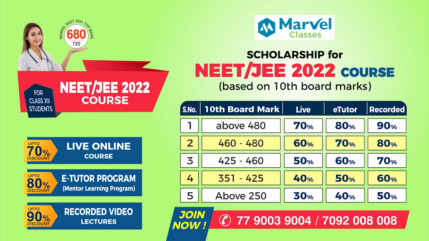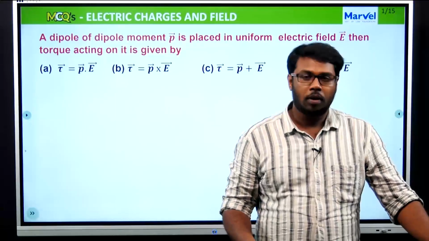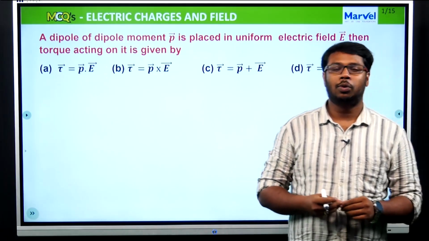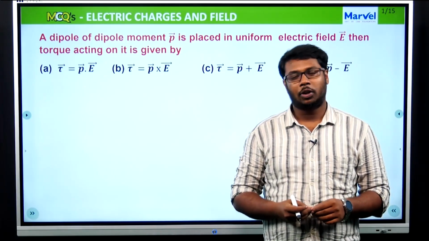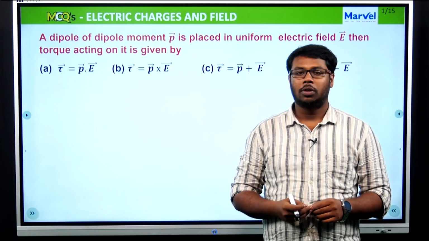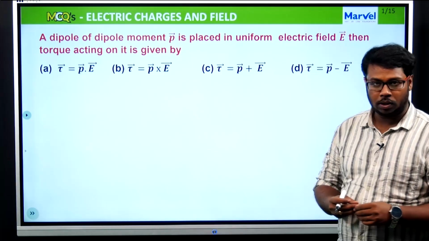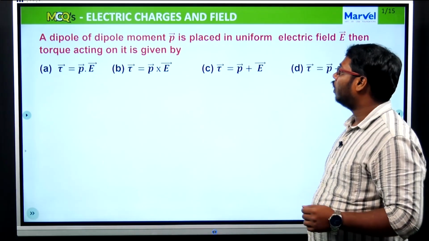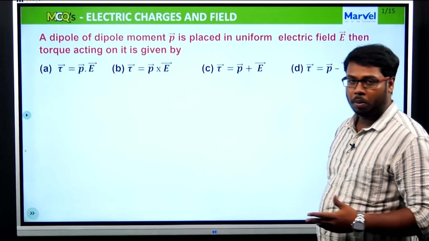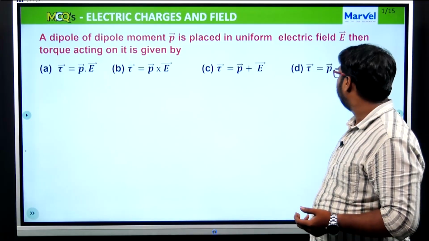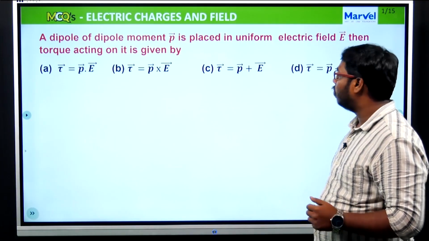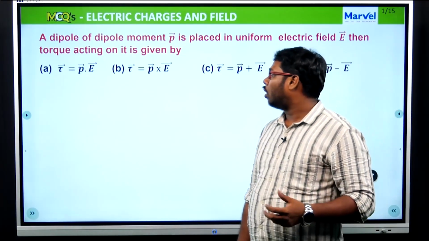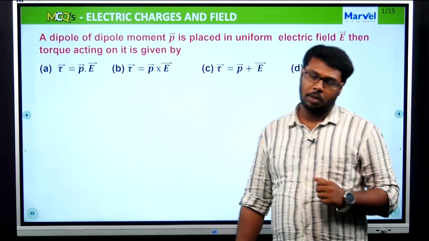Welcome students. So in this session, we are going to do some problems on electric charges and field. So the first question is very simple and a straightforward one. The question goes like, a dipole of dipole moment P bar is placed in a uniform electric field E bar, then the torque that is acting on it will be.